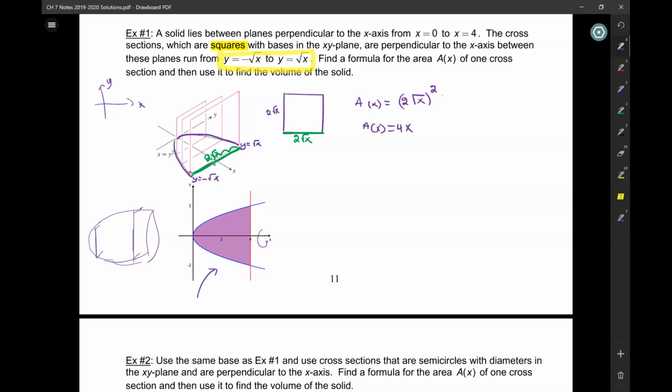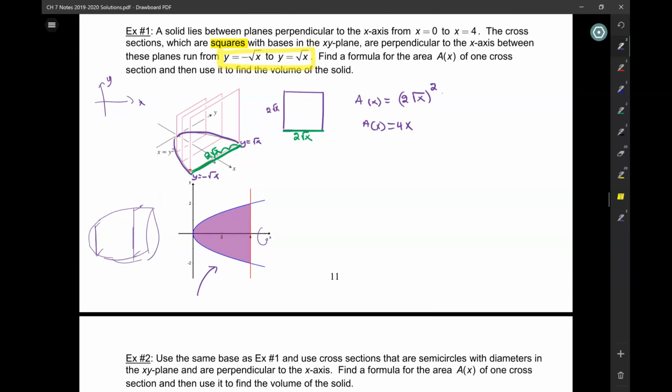All right. Now, what's the volume then? The volume is the integral of 4x dx, going from x equals 0 to x equals 4. And that's how we integrate.